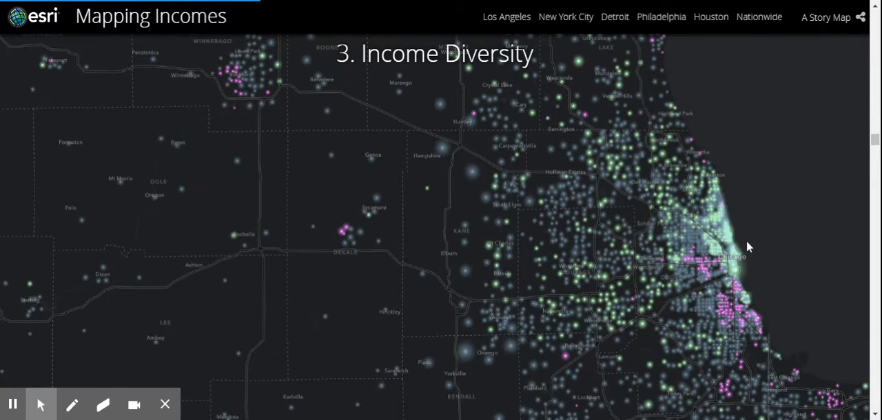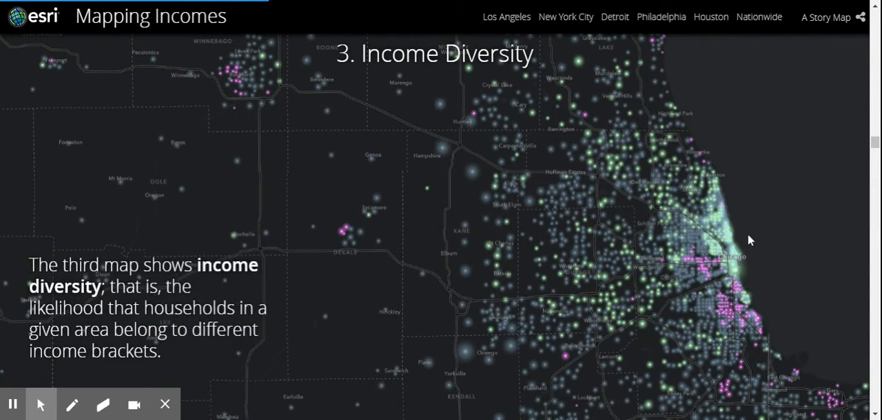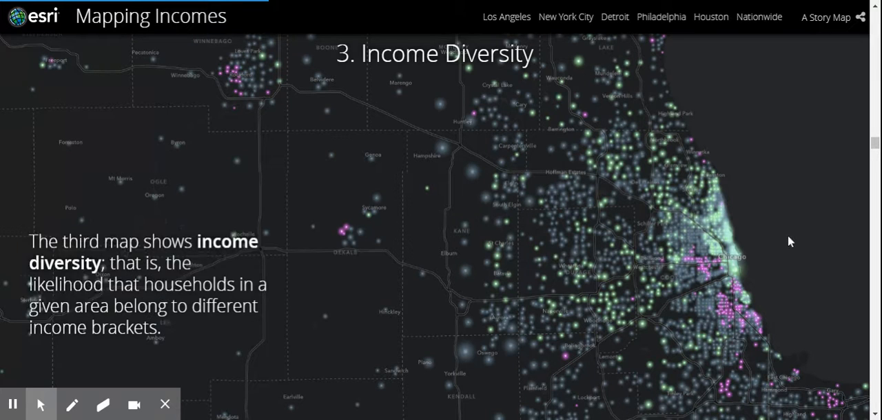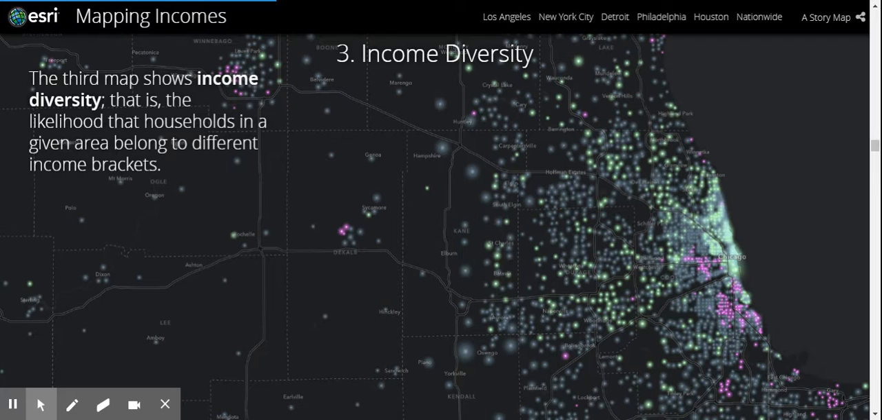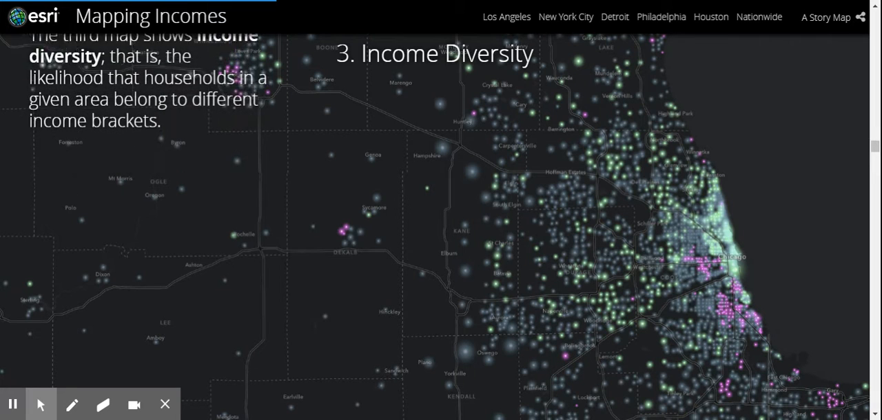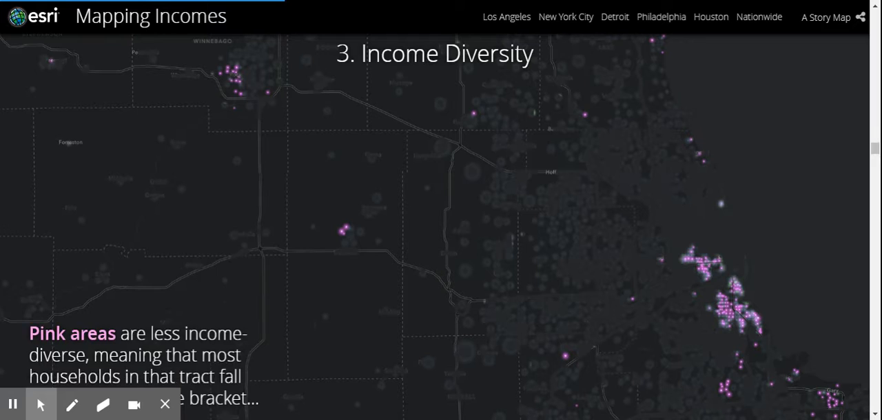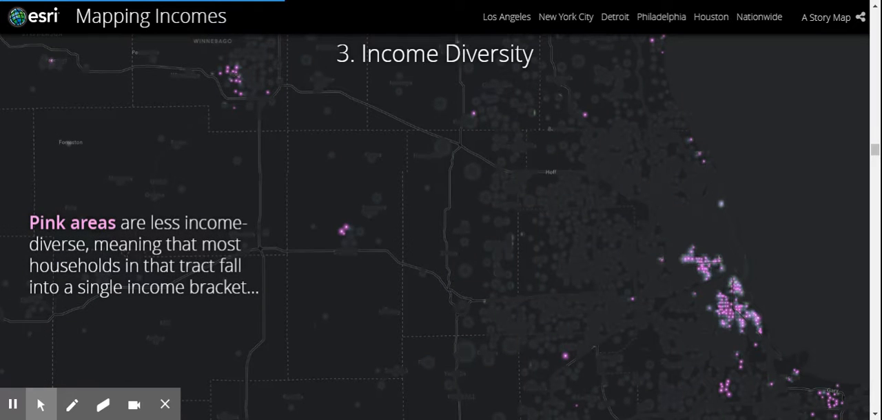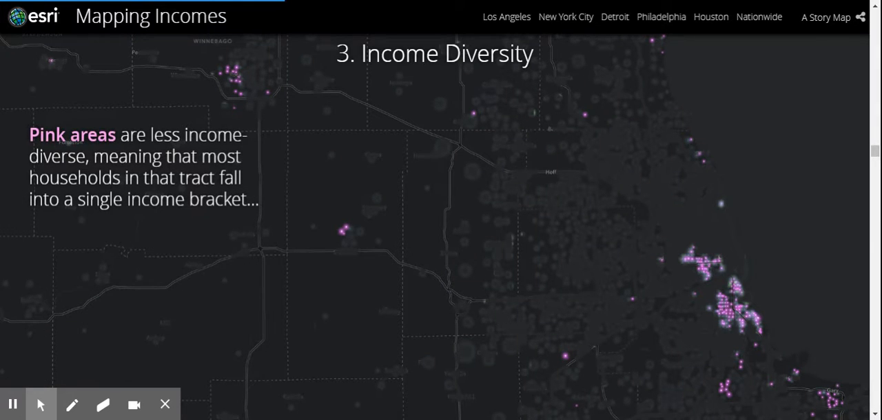And the last graph looks at income diversity. How much range is there in how much money people make? If it's green, then there is a huge diversity. There are people who make 100,000, maybe people who make a million, maybe people who make 60,000. But if it's only purple, then there's no income diversity at all. So most of those houses probably fall in the same bracket.